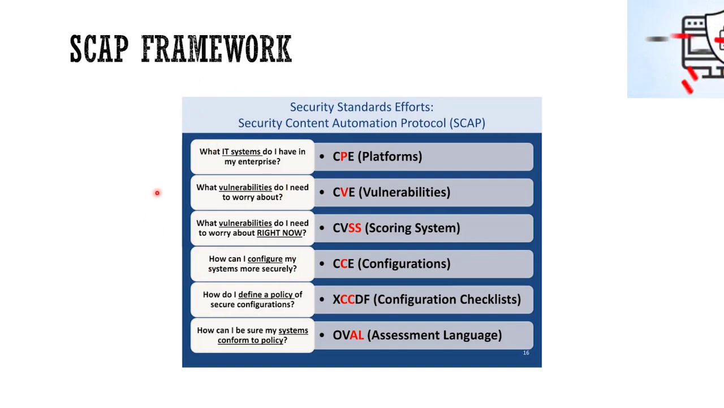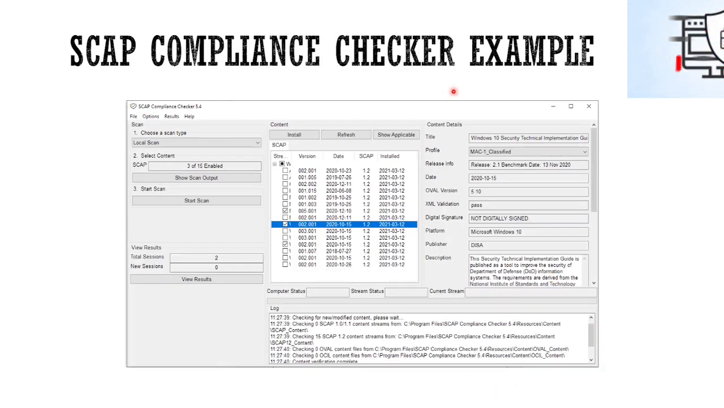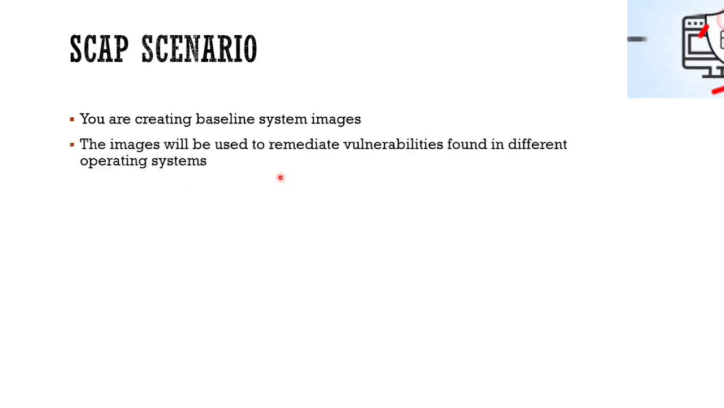Here would be a scenario. You're creating baseline system images, so you're creating something that you're going to deploy using some imaging tool. The images will be used to remediate vulnerabilities found in different operating systems. So in other words, if a machine is found to be vulnerable, or has malware, we're going to just re-image it. But before any of the images can be deployed, they need to be scanned for malware and vulnerabilities. Obviously, you don't want your golden images to have malware or vulnerabilities themselves. You'd be putting that on all the other machines.